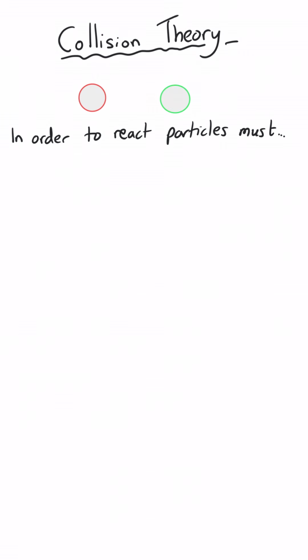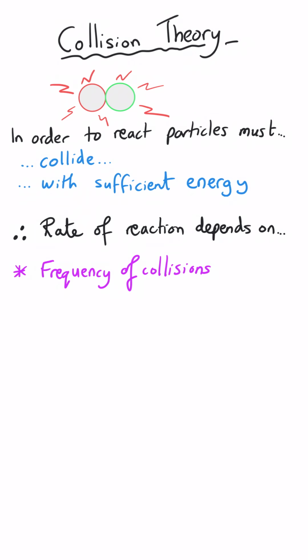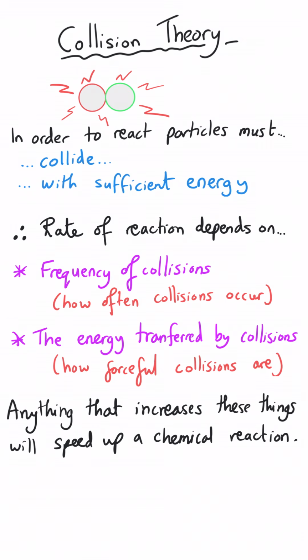Collision theory states that before two particles are going to react together, they need to collide. Not only that, they need to collide with enough energy to trigger a reaction. And so therefore the rate of a chemical reaction will depend on the frequency of collisions, in other words how often the particles are colliding, and the energy transferred during that collision, in other words how forcefully these particles collide. And so that means that anything that affects the frequency of collisions or the energy of the collisions is going to affect the rate of a reaction.